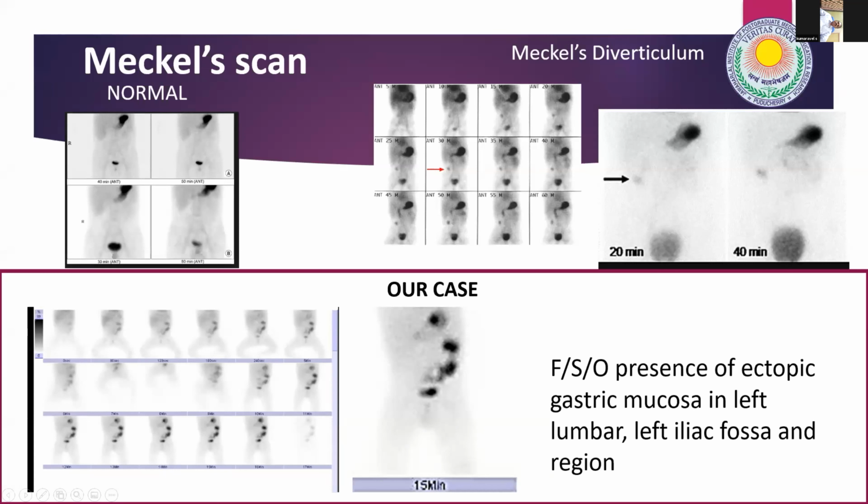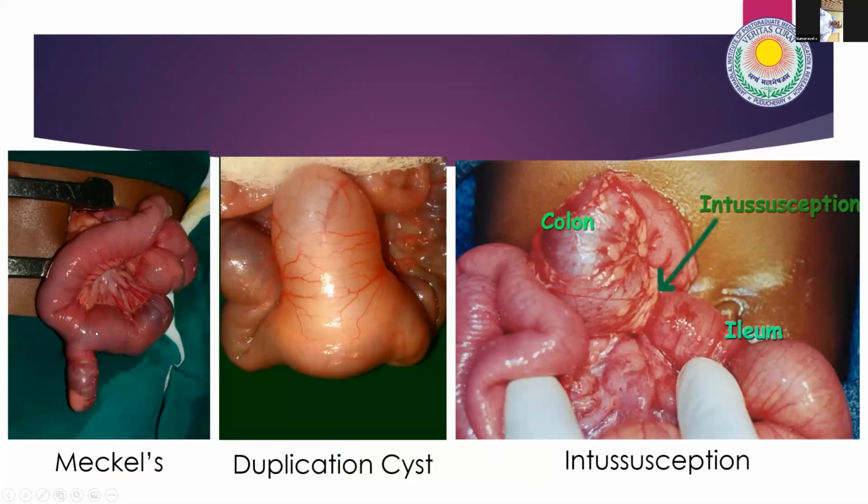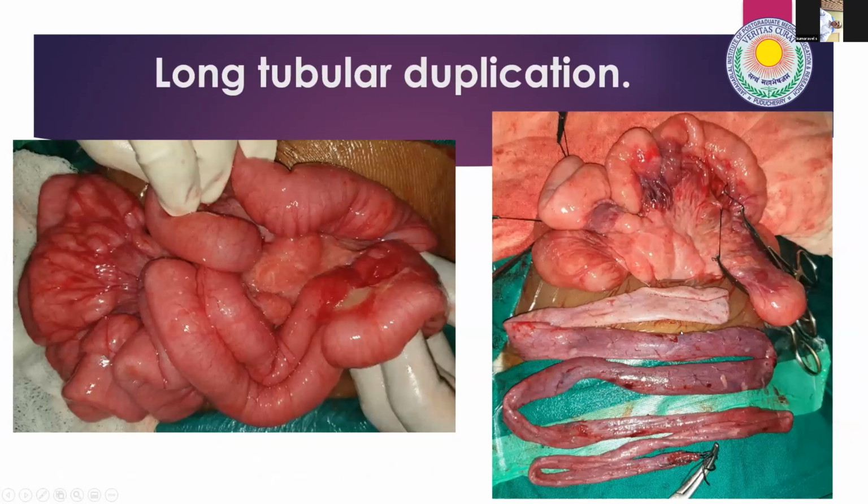However, in our case, we had multiple such spots or one long spot like that, which is suggestive of a rare long tubular duplication, rather than a bleeding Meckel's diverticulum. Here you can see the blood dark in the bowel, whereas it is not so in the proximal limb. This is a duplication cyst, which also can have ectopic gastric mucosa and can bleed, and this is an intussusception. However, we had one case of this long tubular duplication, which was almost 80 to 90 centimeters, and we managed to save the entire bowel.